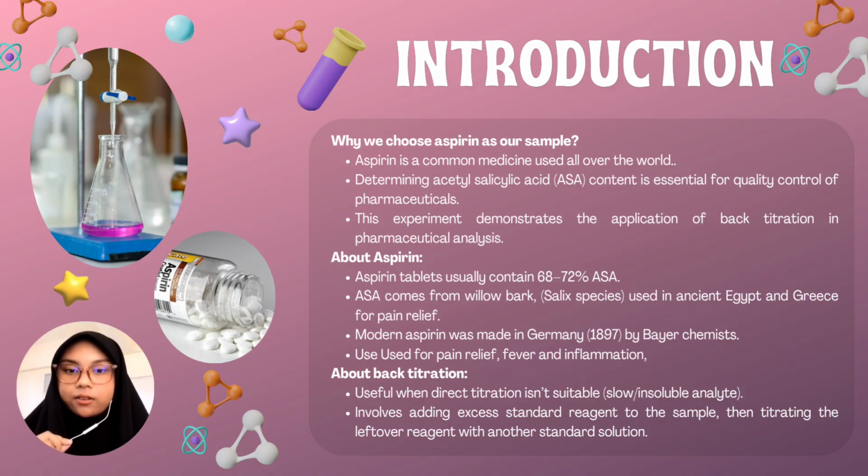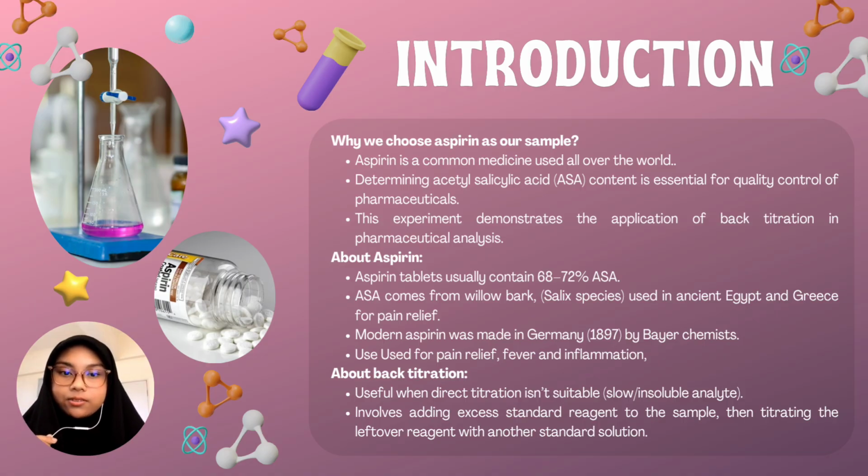Now a little background on aspirin. Each tablet usually contains between 68 to 72% ASA by weight. Interestingly, salicylic acid is originally derived from the bark of the willow tree, which has been used for centuries, dating back to ancient Egyptian and Greek civilizations to relieve pain. The modern form of aspirin was first produced in Germany in 1897 by biochemists.